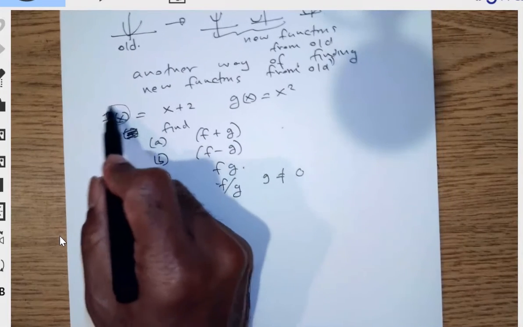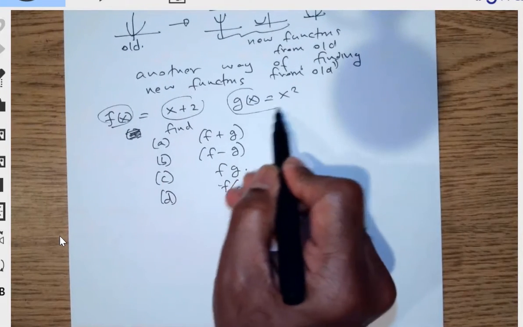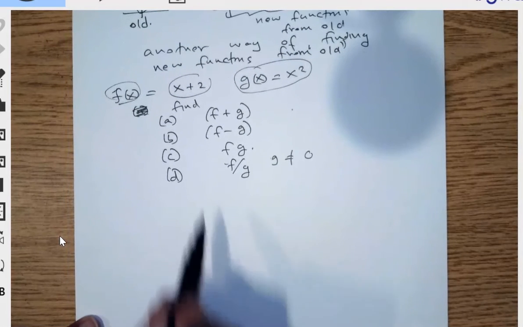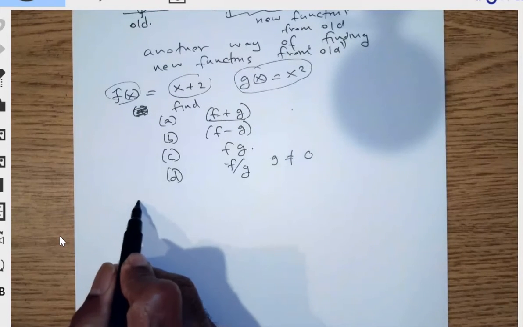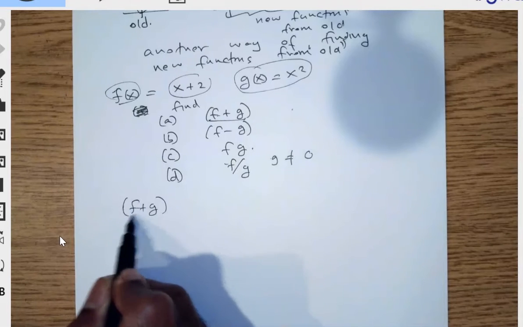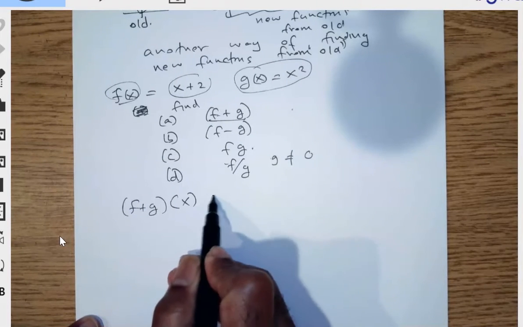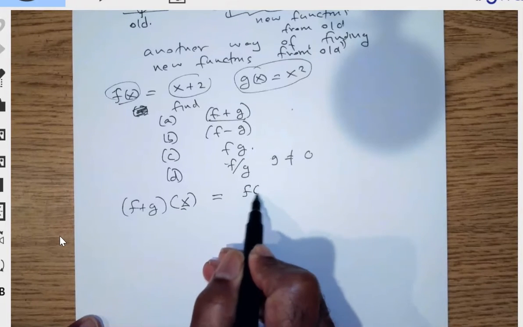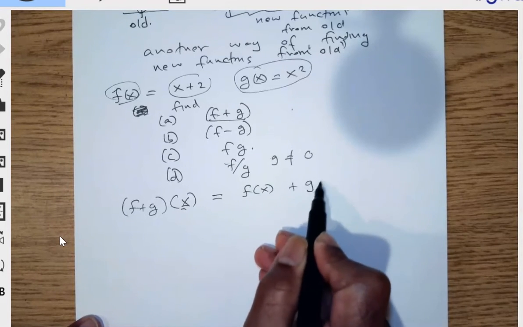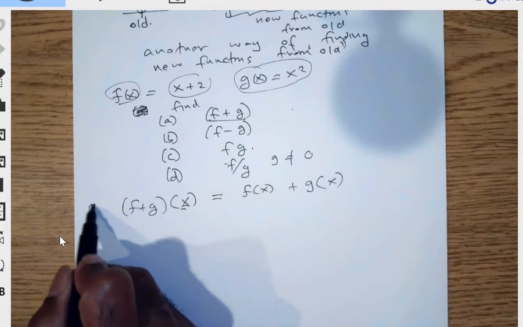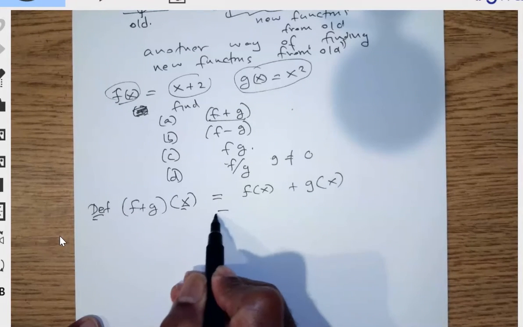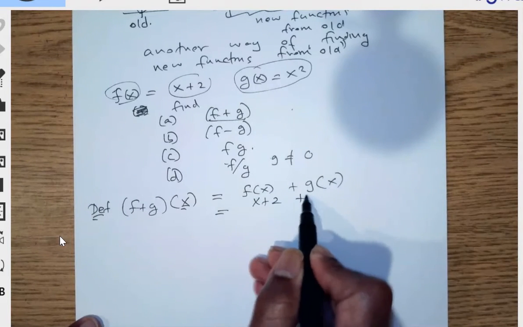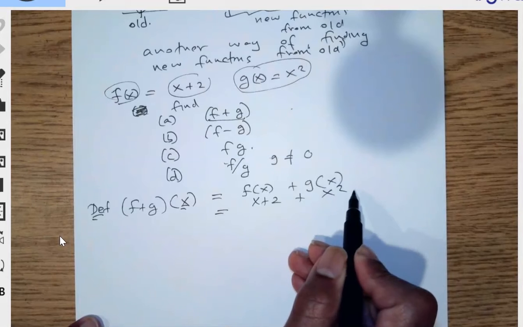Remember, the function f is given as an equation here. Function g is also given as an equation here. So let's try to find the new function f plus g. If you want to define that function f plus g, it's defined so that if you take any input x, the output will be the output from the function f plus the output from the function g. This is the definition. To do that is very easy because we know that the output from the function f is x plus 2 and the output from the function g is x squared.